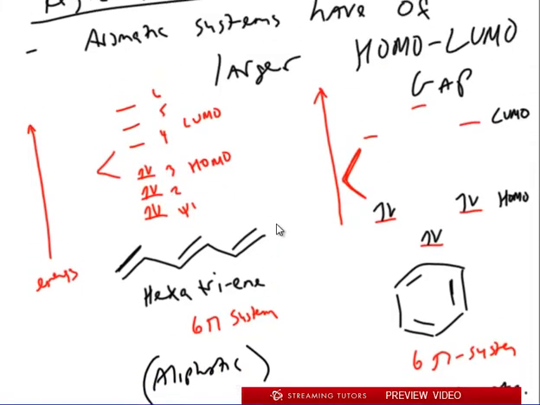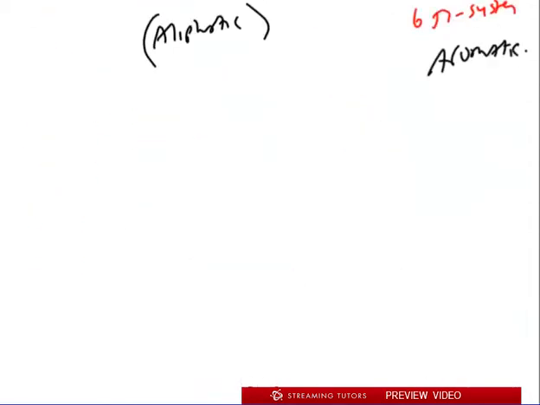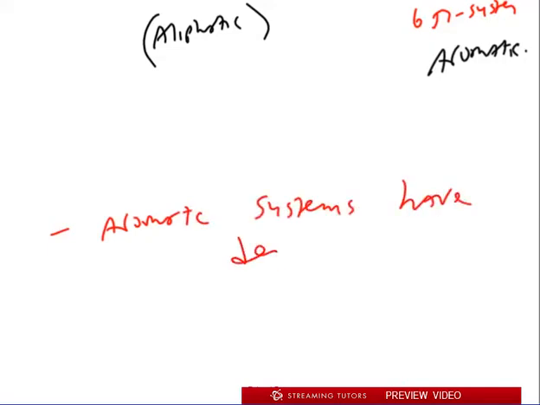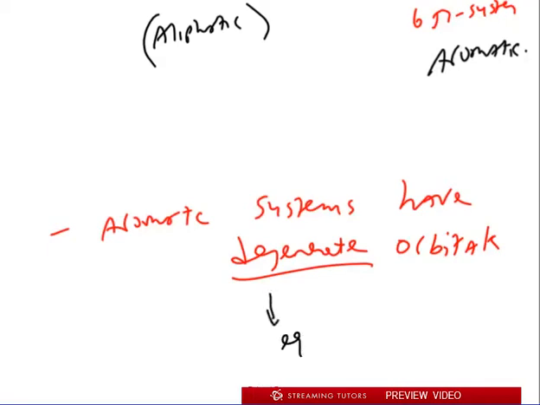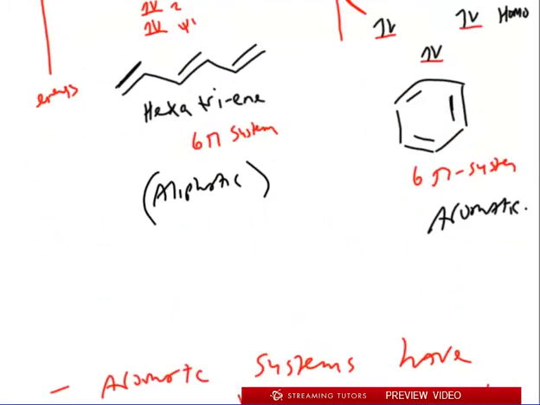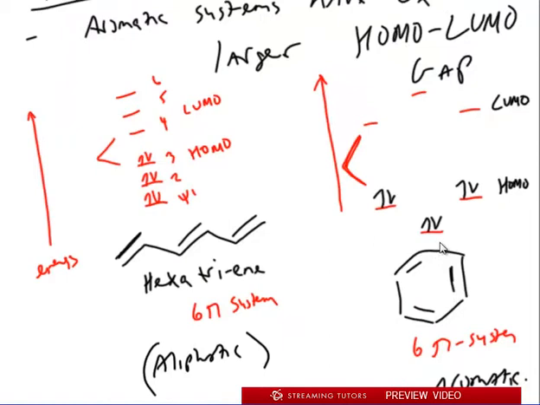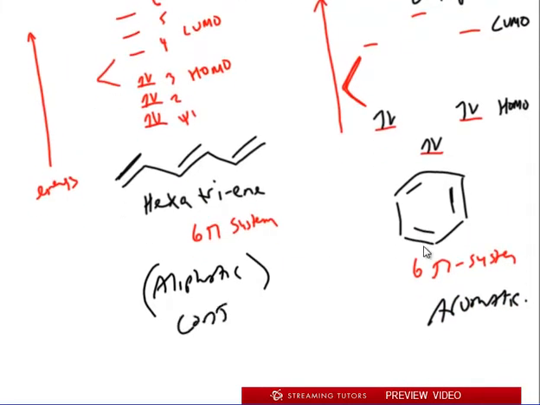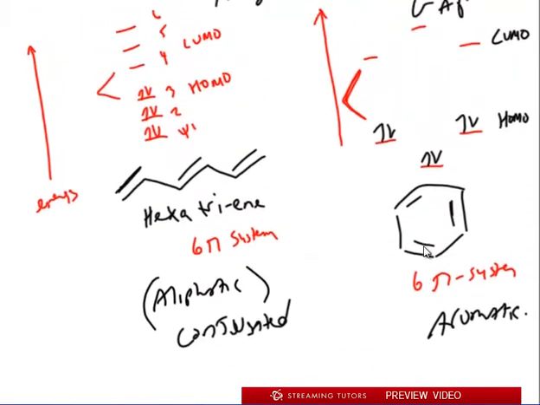That's the first thing. And the second thing that we're seeing here is that aromatic systems have degenerate orbitals. And that's not something that we've talked about up until now. Remember, degenerate orbitals are equal energy orbitals. That's what it means. And you only have that if it's an aromatic system. And by the way, in comparison to aliphatic conjugated, so straight chain conjugated, no degenerate orbitals. All right. So that's the second thing I want to point out.